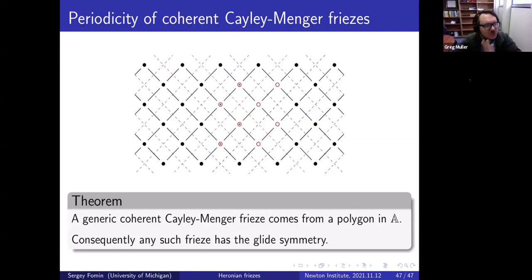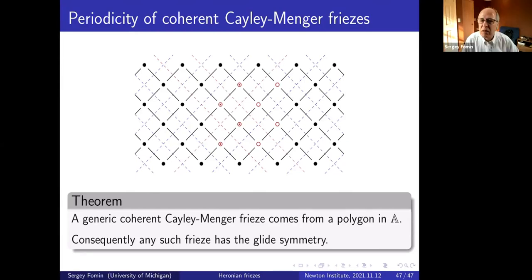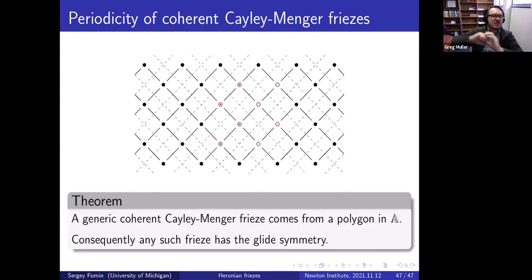Hey, Sergey, as usual, lovely talk. I'm curious, in these cases where you have polygons, if your polygon is cyclic, can you say a little bit about how the Heronian or Cayley-Menger frieze specializes and how it might be related to the classical Coxeter frieze that Ptolemy says we should have? What do you mean cyclic? Inscribed in a circle.